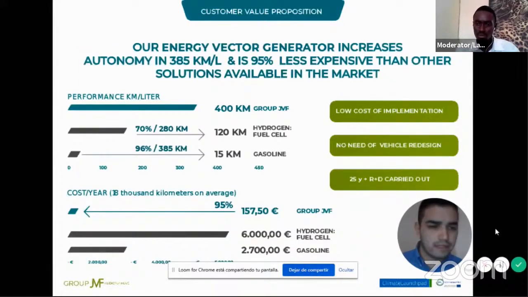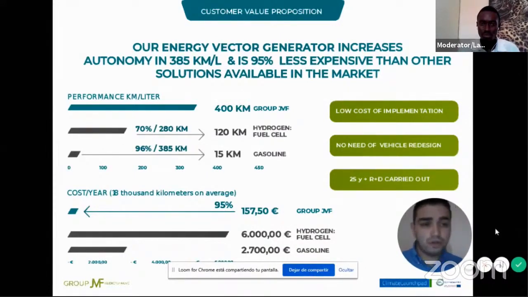Our energy vector generator increases autonomy to 385 kilometers per liter of green fuel, 96% more than the use of gasoline, and 70% more than the hydrogen cell. In relation to the cost per year, with an average journey of 18,000 kilometers, the system reduces cost by 95% in relation to gasoline and our main competitor, the hydrogen cell.